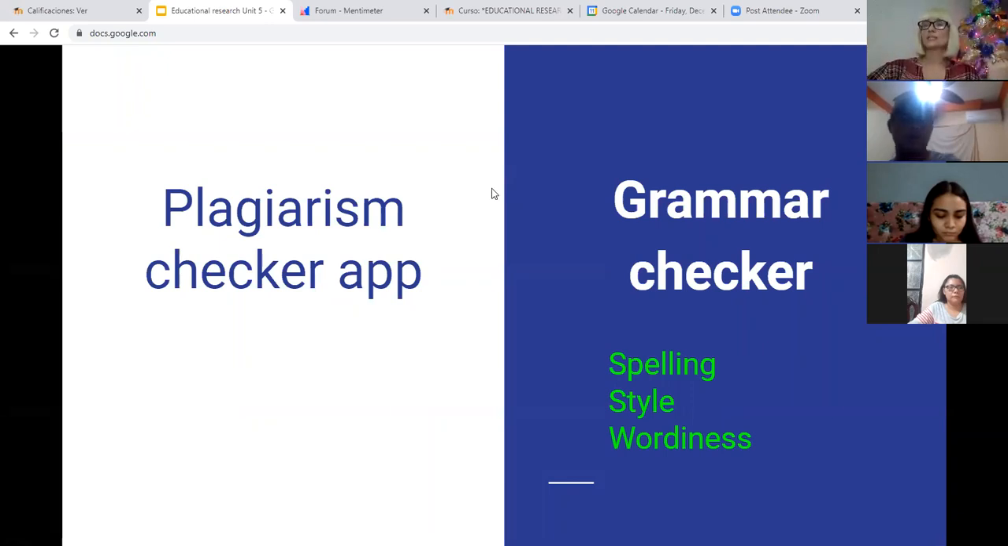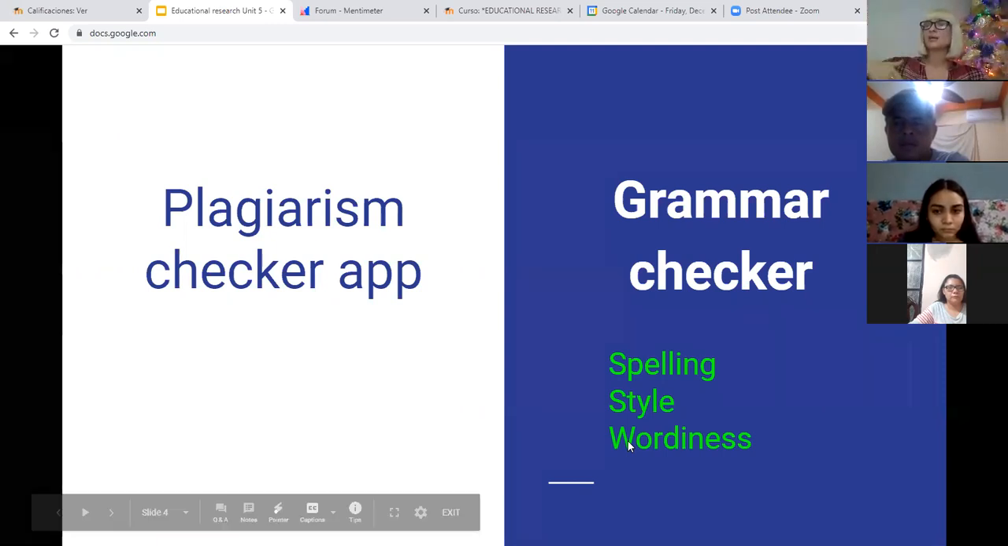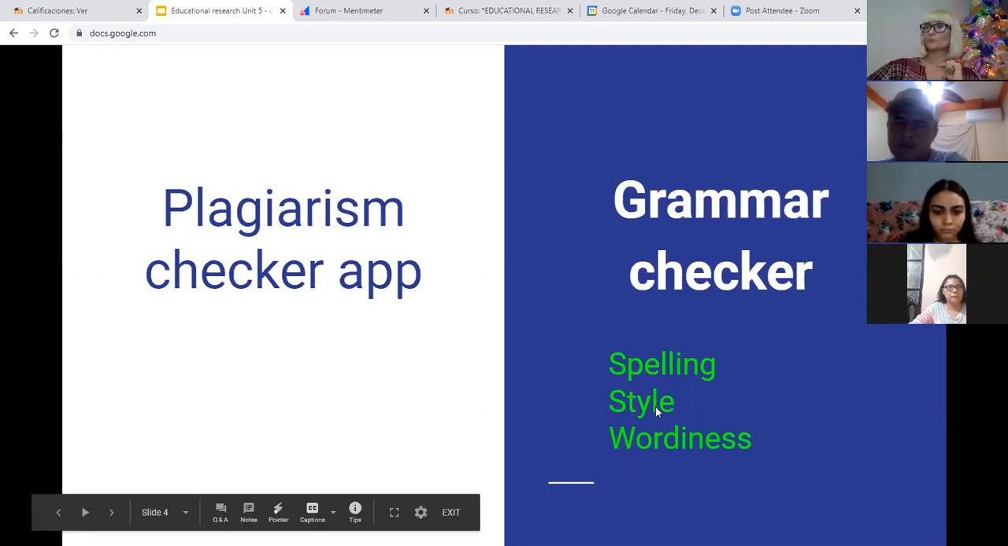And obviously spelling, style, it will give you advice on how to avoid wordiness, because sometimes you repeat the same thing in one paragraph, completely talking about one idea, and you do not get the point. That is also a problem, right? And this grammar checker can help you.